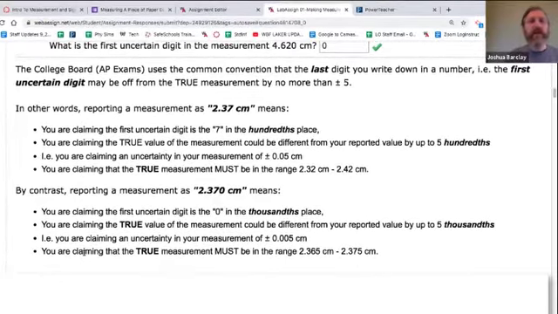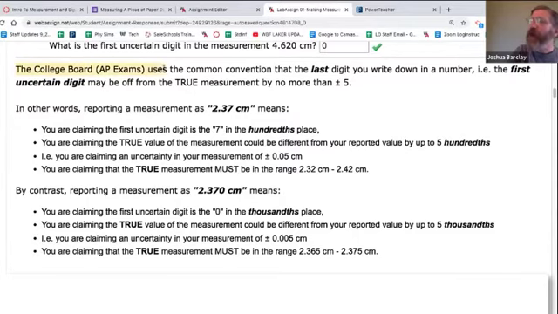This is the idea of uncertainty that the College Board uses. And the reason I use the College Board standards is because they write the AP exam, they write the SAT, so they need you to understand this for science classes and science APs.